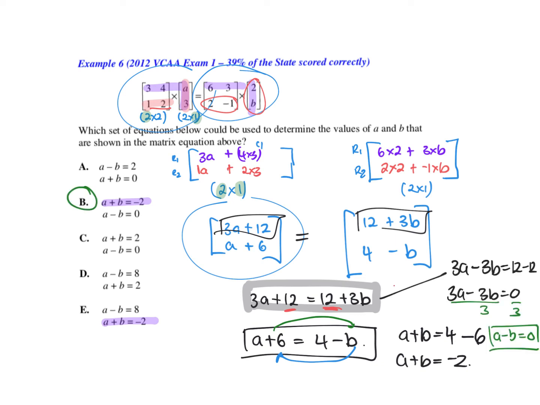So we ended up rearranging this one, and then we got this. Because it doesn't look like any of the other ones, we divided it by 3 on both sides. Because we've done it to both sides, it doesn't make a difference to the equation. So then we ended up with a minus b equals 0. So that's how we got the b.